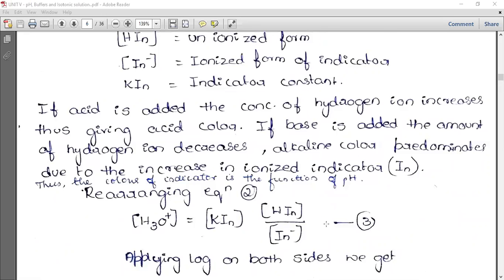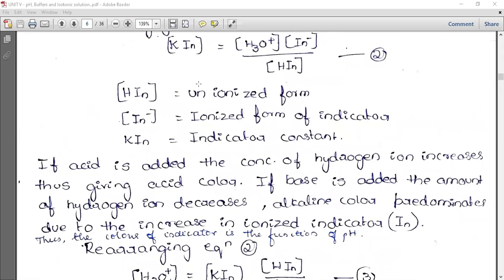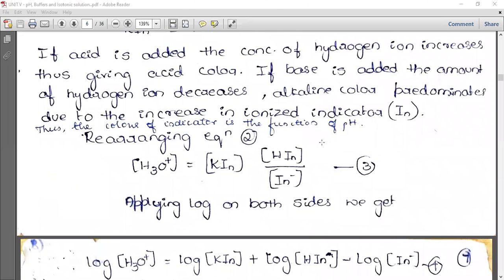Is it clear? We are just rearranging this particular equation wherein H3O plus we have to consider. So just keeping this as it is on this side only, or if you want, you can take it to the other side. Instead we are keeping this as it is, and KIN as it is. Because it is dividing, if we take it to the other side, it will multiply. So KIN into HIN. Since here it's multiplying, if we take this side, we divide by IN minus. So this particular equation, we are calling it equation 3.